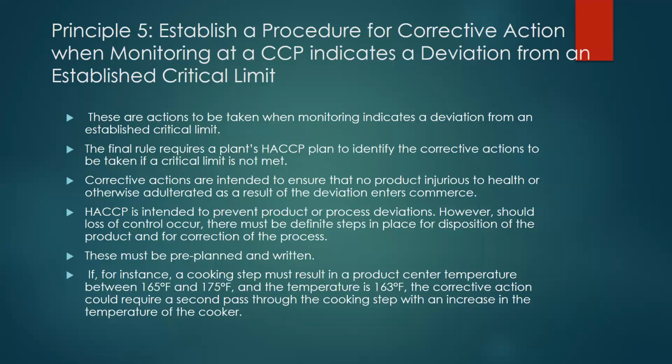For example, it is given that a product's center temperature should be between 165 to 175 degrees Fahrenheit, and if the temperature is 160 degrees Fahrenheit, then the corrective action could be a second pass through the cooking step, which would increase the temperature of the cooker. So this is how the hazard plan works, and all these are pre-planned and written: what are the possibilities which could occur and what are the corrective actions which should be taken.